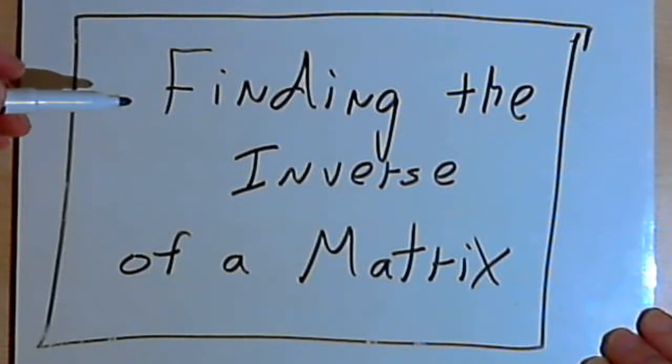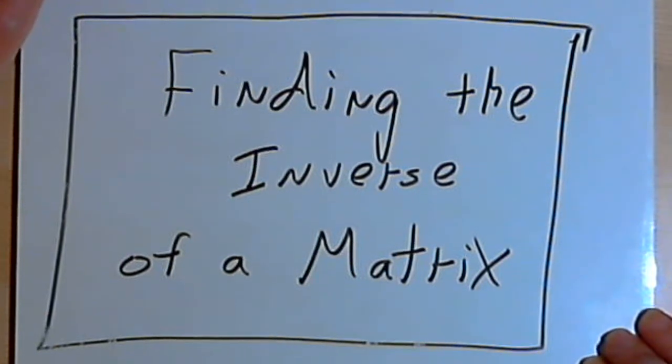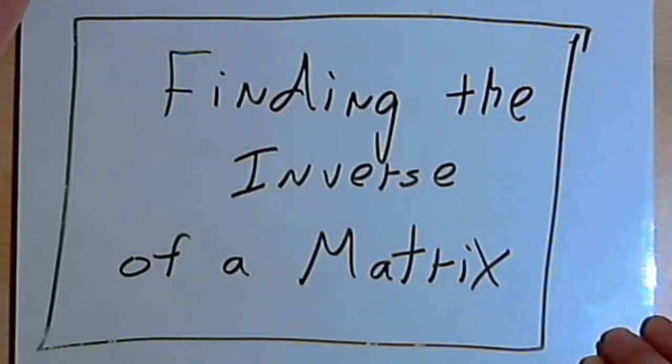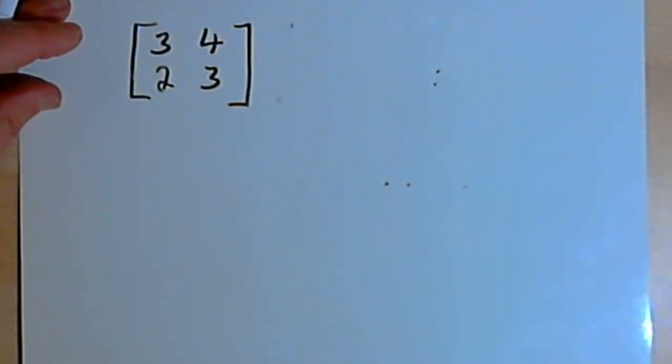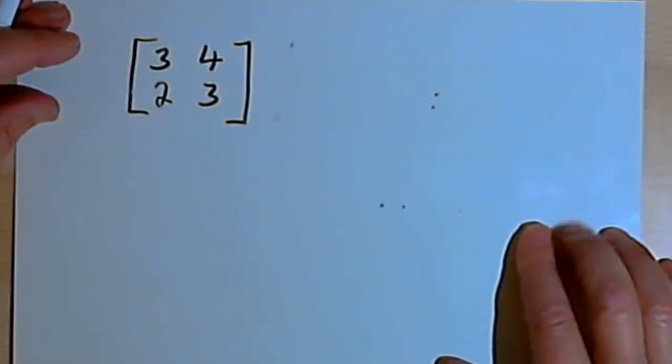This video is going to be about finding the inverse of a matrix. There are a few ways to do this, but what I want to do is show you a nice method if you've got a small matrix like a 2 by 2. This is going to take a little bit of time, but it's kind of a neat method.